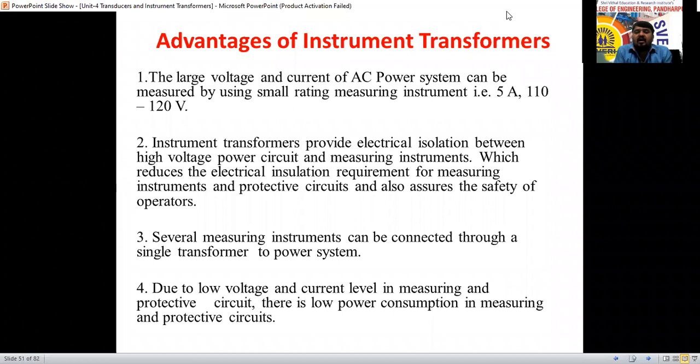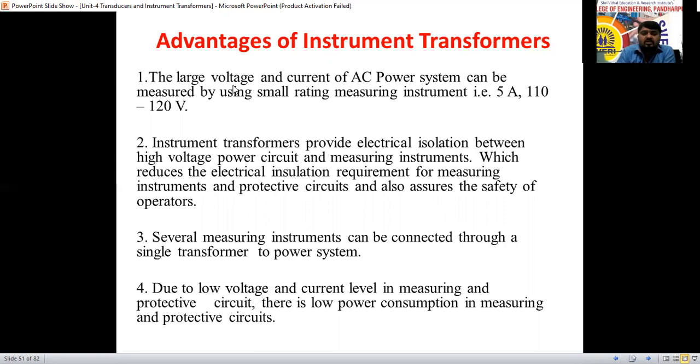See, where large current and voltage are there on a system, it can be measured by using a small rating of measuring instrument. That is called 5 ampere, 110 volt, 120 volt. That is the advantage. There is no need to use a 440 kV rating voltmeter and all those things. By using a 110 volt rating measuring instrument, we can measure. That is possible because of the instrument transformer. So that is the first advantage.